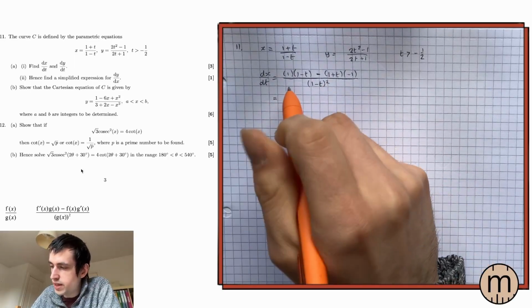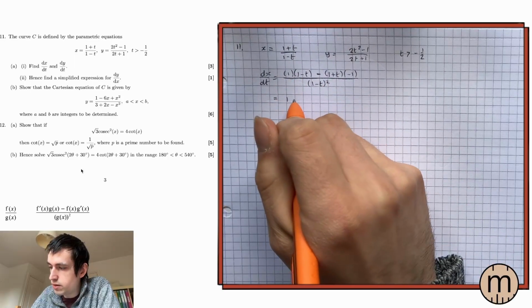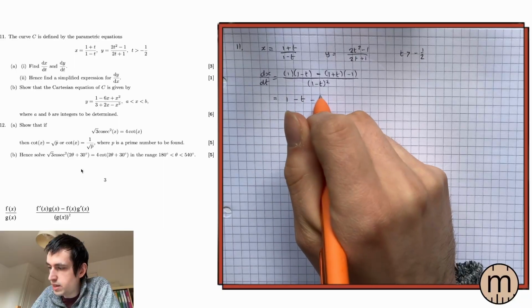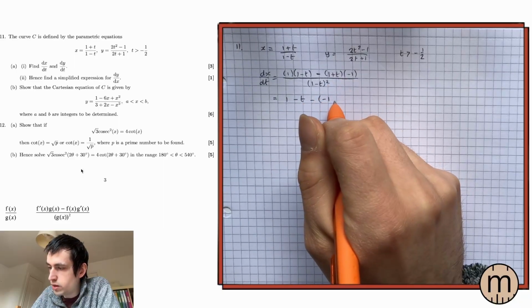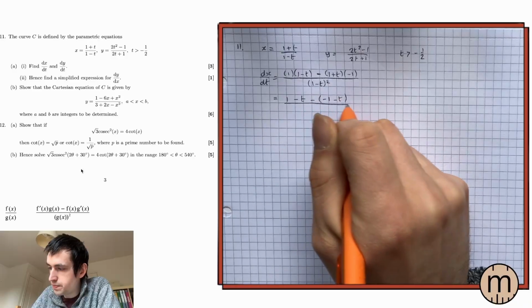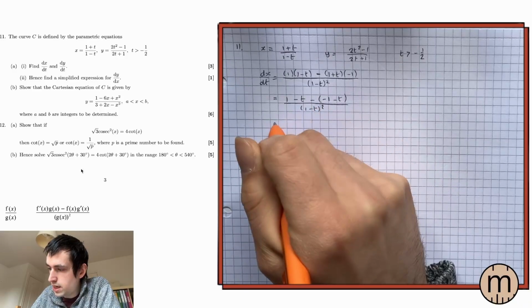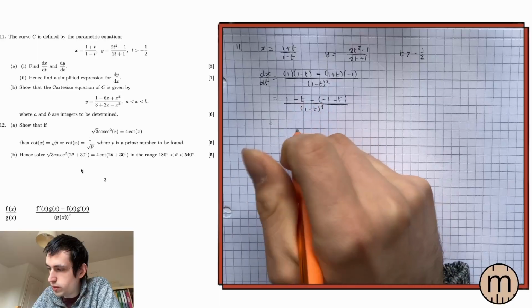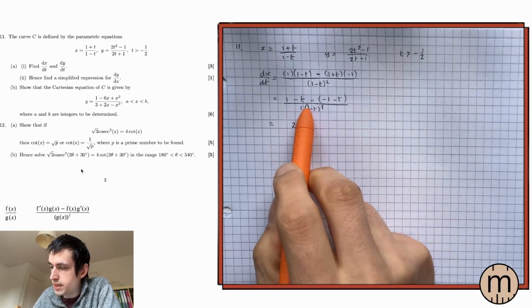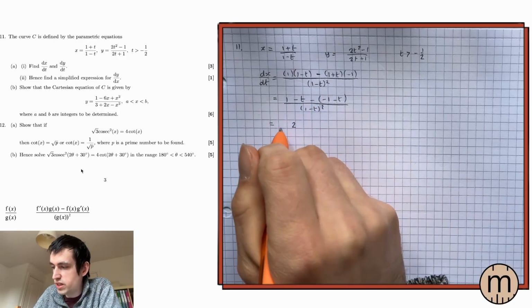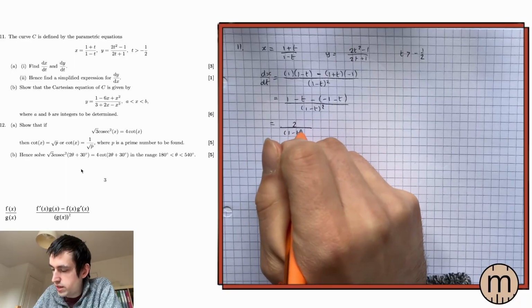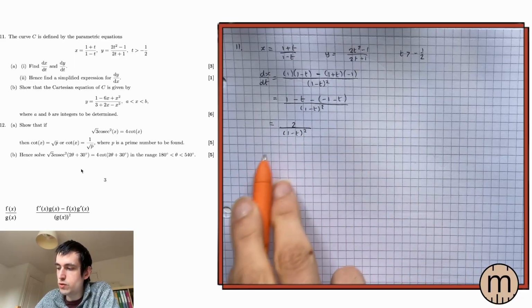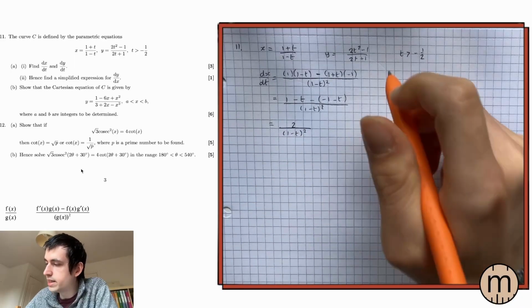Let's quickly simplify that up. We've got 1 times 1, and then 1 times minus t, and then we're minusing minus 1 minus t. To finish it off, 1 plus 1, which is 2, and then minus t plus t, which is nothing. So the simplest version of dx/dt is 2 over (1 minus t) squared.